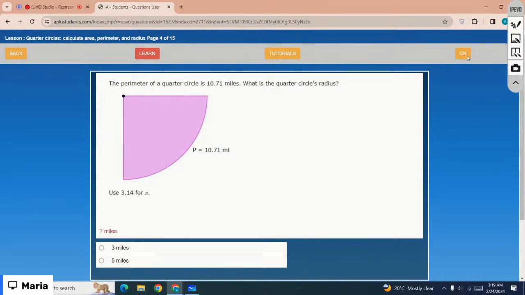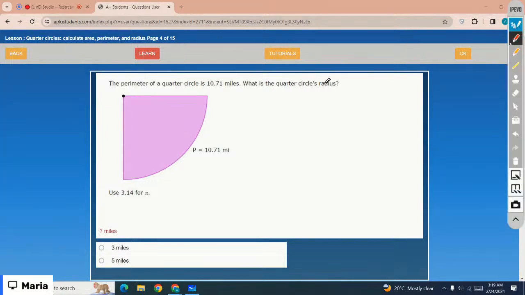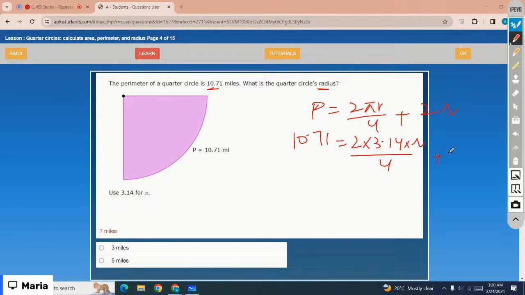Okay, let's just do this one. The perimeter of a quarter circle is 10.71 miles. You are given the perimeter. We need to calculate the radius. So perimeter equals 2 pi r over 4 plus 2r. Just replace the P with the value, that is 10.71. 2 times 3.14 times r over 4, plus 2r.